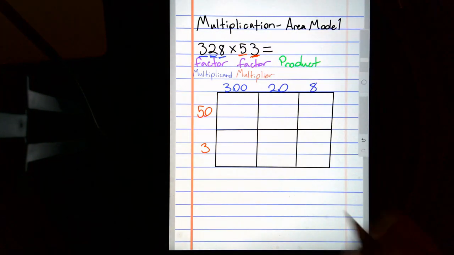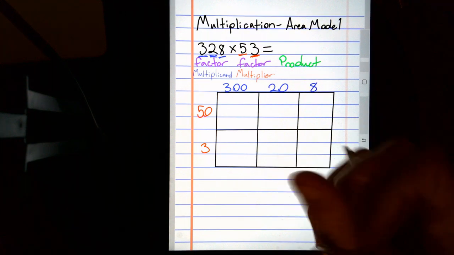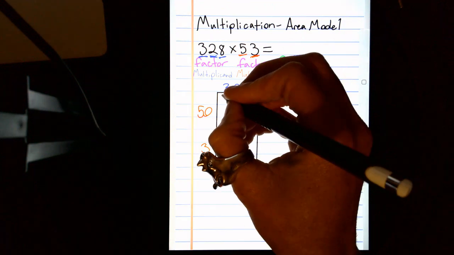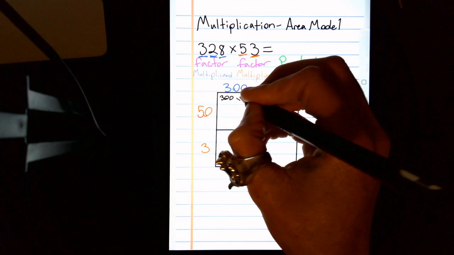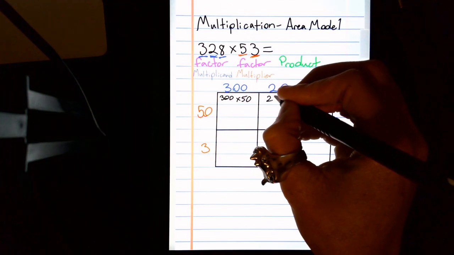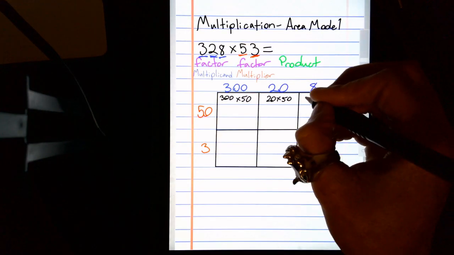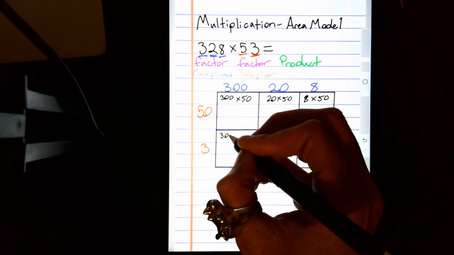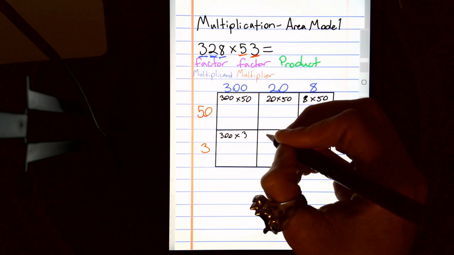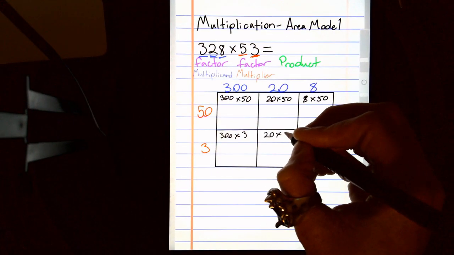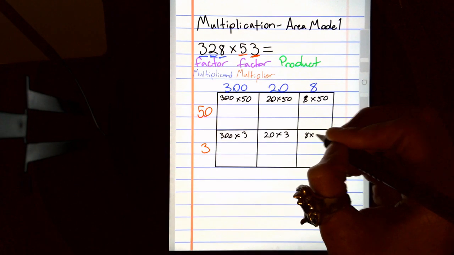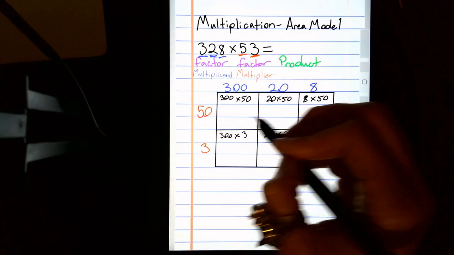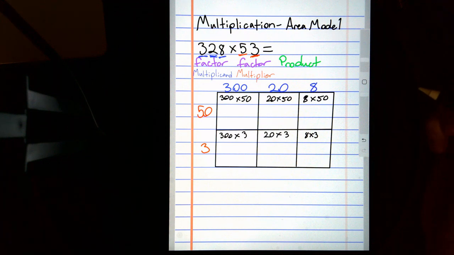So in each box, we're going to multiply the corresponding numbers. So in this box, it will be 300 times 50, 20 times 50, 8 times 50. In this one, 300 times 3, 20 times 3, and 8 times 3, both matching up with the corresponding numbers on the corresponding boxes.